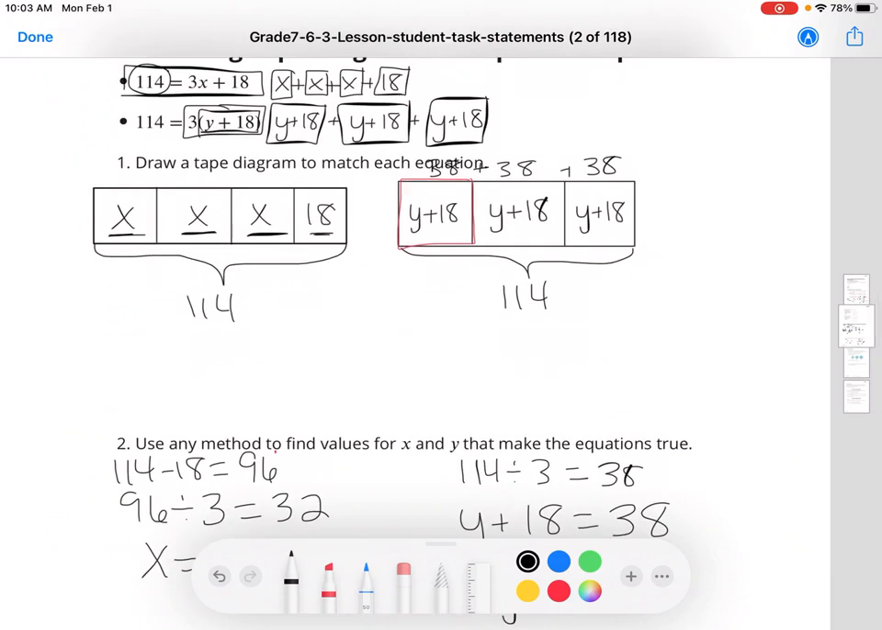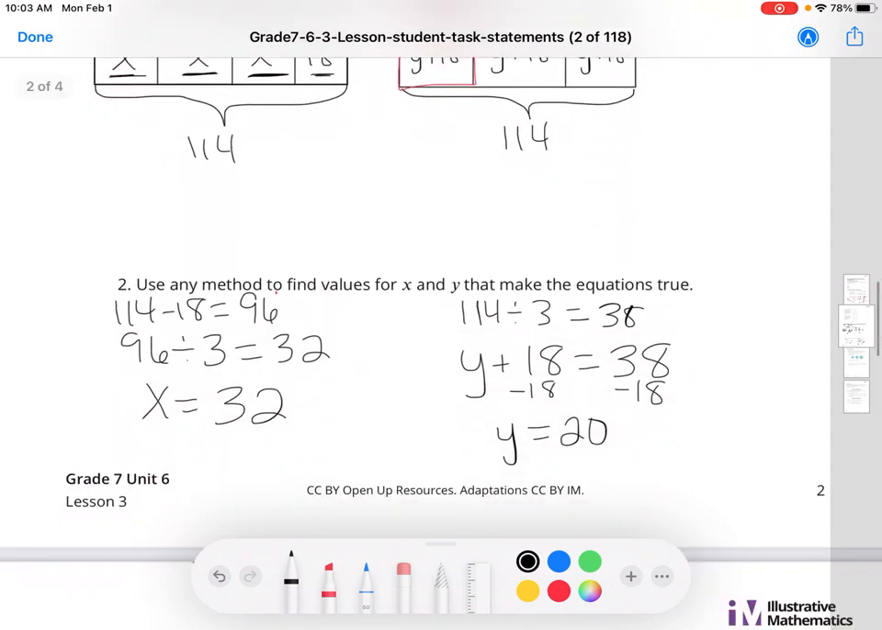So both equations equal the same thing. However, because my equations are different, my variables represent a different number.